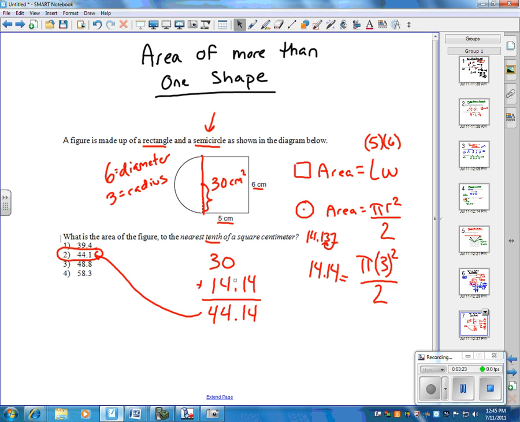So when we have a problem like this where we have more than one shape, it's important to remember those formulas because these aren't given to us in the reference table. So make sure that when you do a problem like this, that you refresh, look back, and remember those formulas for area.